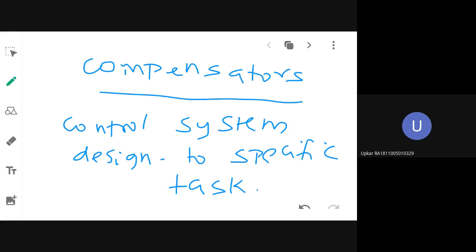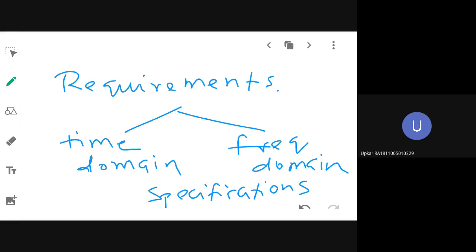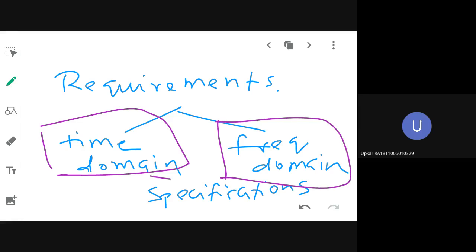Again, we are going to discuss the compensator topic today because the problem may take a long time to solve. We all know that a control system, as per proper definition, is designed to perform some particular task for a particular system. So the requirements of any control system are given in two ways: one is time domain and another one is frequency domain. In terms of these two specifications only, the requirements of a control system are specified.